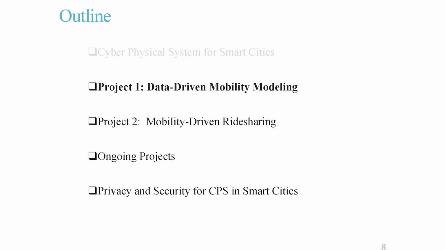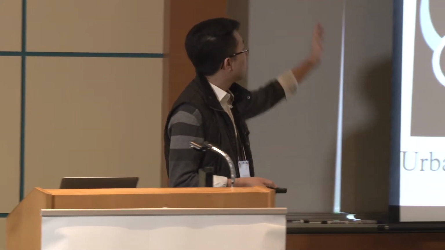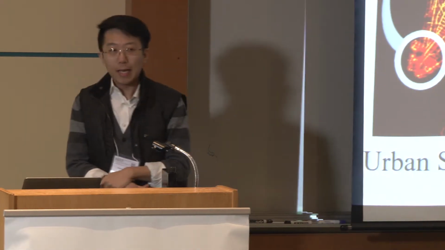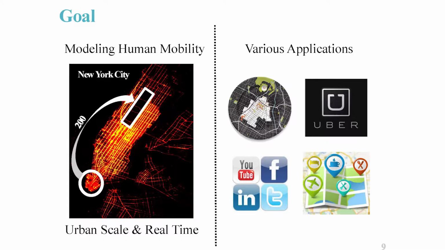The first project is data-driven mobility modeling. The goal of this project is to model human mobility at the urban scale in real time. For example, in New York City, how many people will travel from downtown Manhattan to Central Park in the next hour? This kind of mobility modeling has many real-world applications, such as urban planning, transportation, social networks, and location-based services.